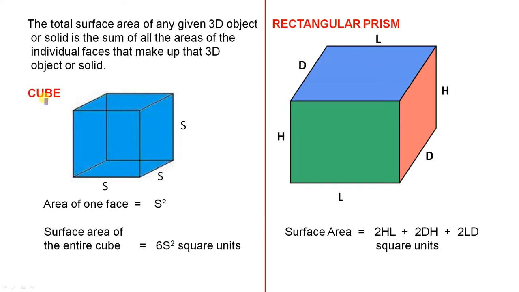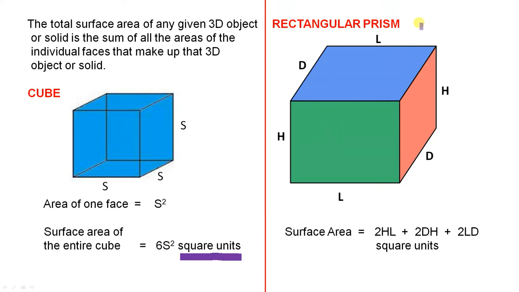Firstly, we have the cube. Now here is the cube here. It has 6 faces and they're all exactly the same, so the lengths are the same. So the area of one face is s squared, s times s. That's the area of one face. So the surface area of the entire cube would be 6 times s squared square units. And we remember that area is always in square units. So if those measurements are in centimetres, then it would be square centimetres. If the measurements are in metres, it would be square metres, etc.